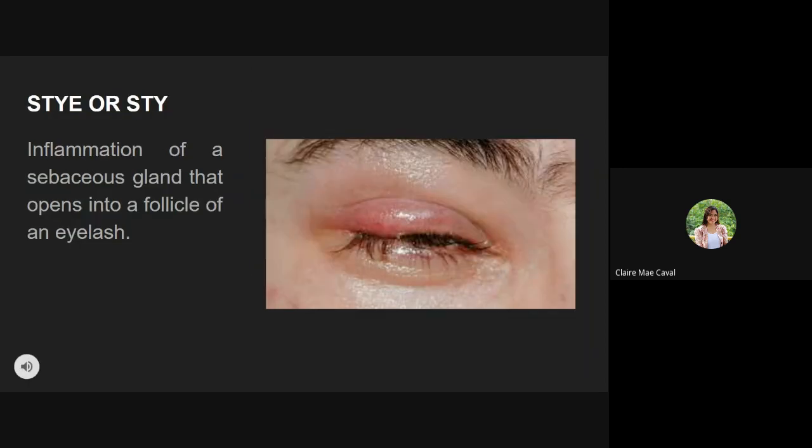Next is stye. This is an inflammation of a sebaceous gland that opens into a follicle of an eyelash. So I have here the picture. This is how it looks like. This is caused by a bacterium. In particular, this picture is caused by a staphylococcal bacterium. I guess most of us experienced this when we were young, or is it just me? I experienced this when I was young. This is really irritating and very painful. So this is stye.